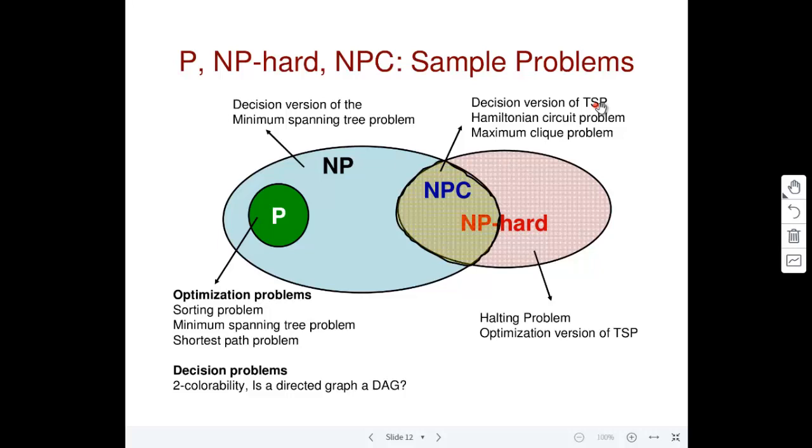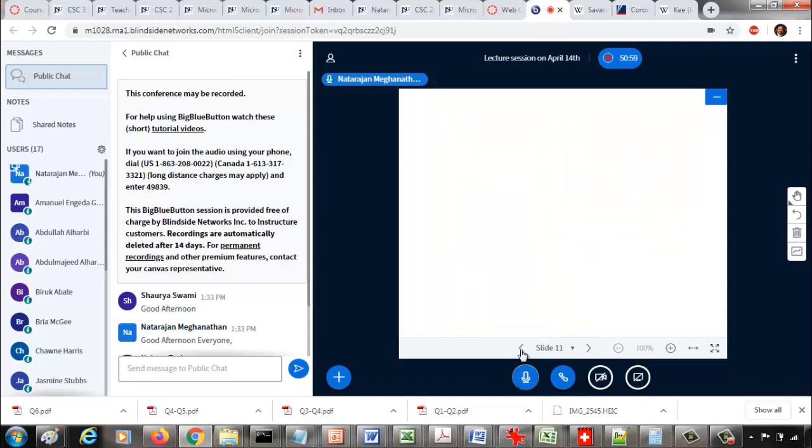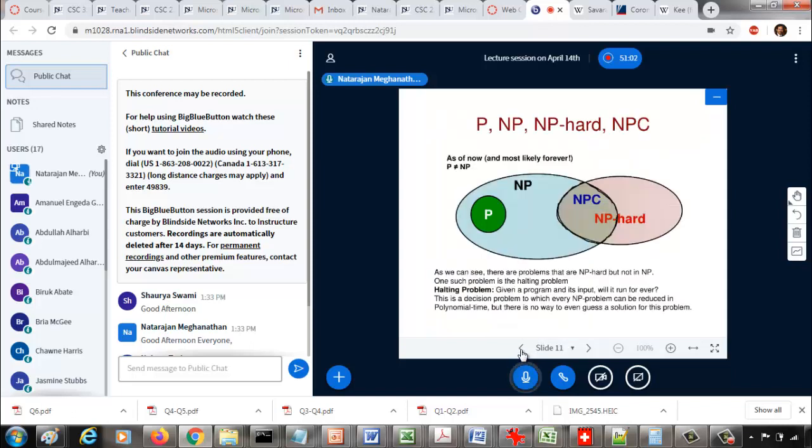For your quiz and upcoming assignment, you are supposed to know some examples for each class. You are also supposed to know the definitions of NP, NP hard, NP complete, and polynomial reduction, all the theory part. The quiz is going to be posted in Canvas and you can take it in Canvas, so you can refer to all these materials, but you should know the definitions and the relation between these categories of problems.